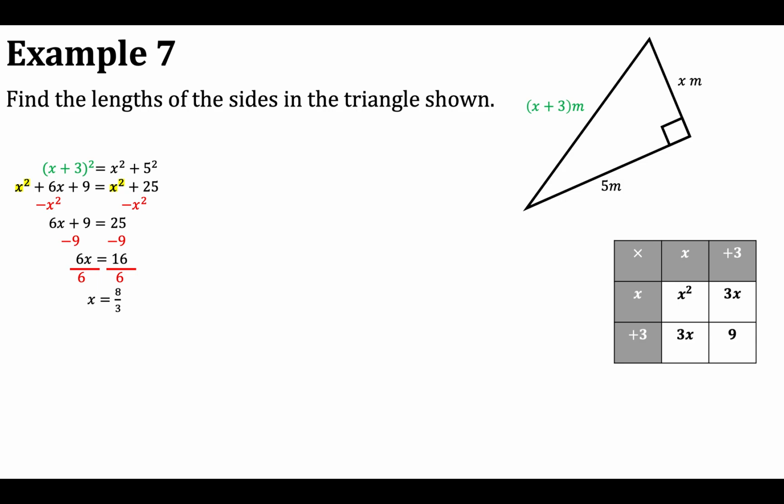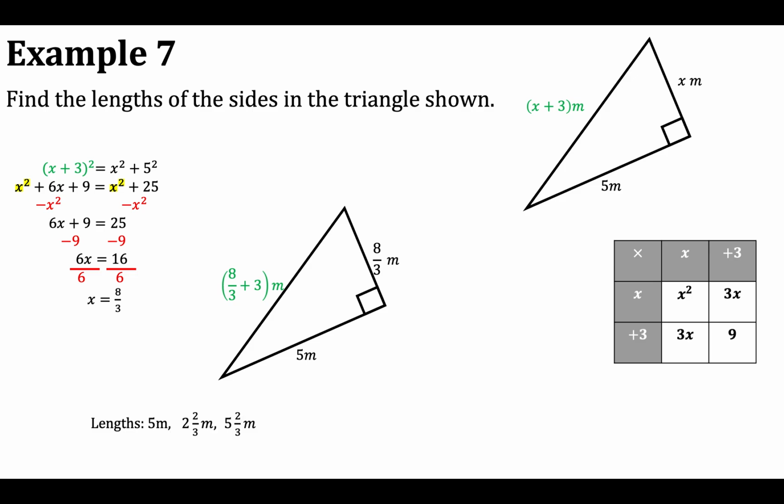Now, you might think that we're finished this question because we've solved the equation for x, but actually the question has asked us to find the lengths of the sides. So that means all of the sides really. So we already know one of those sides, that's 5. We now know this side, x, so that was x metres, so that's now 8 thirds metres. And the x plus 3 metres, well that's the same as 8 thirds plus 3.